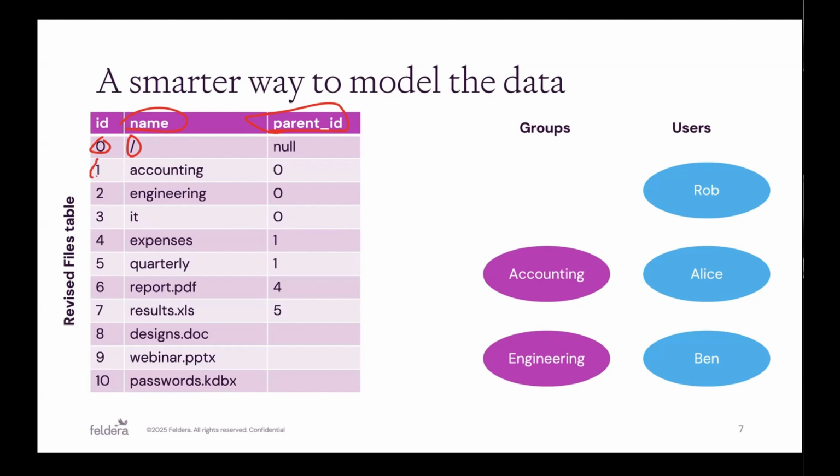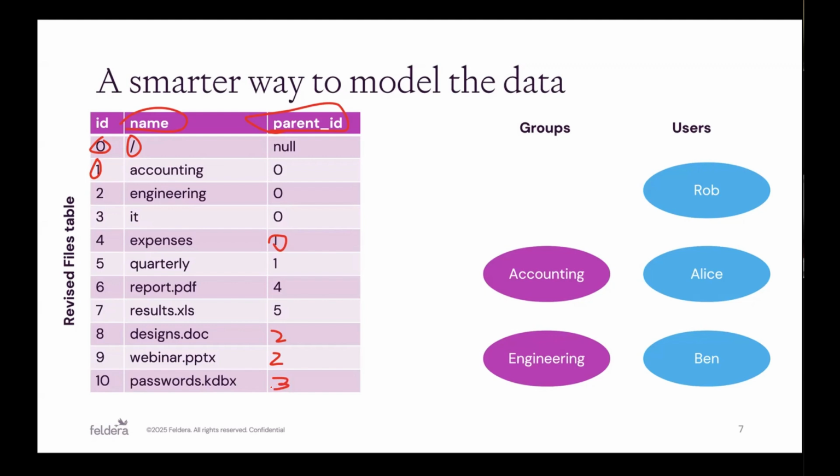They are within accounting, so they have an ID of 1, so we put the parent ID 1 here and here. Report PDF has a parent ID of 4, so it's under expenses, and quarterly has results.xls, so it's a 5. And then we can complete this here. So designs would be in engineering. So we look at what the ID is here, and so I put the 2 here. And webinar is also in engineering, and passwords is in the IT folder, which has a 3 here. So that's it. That's what we do.